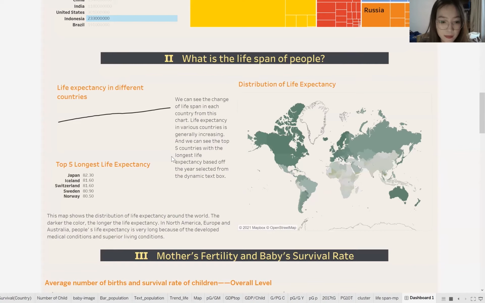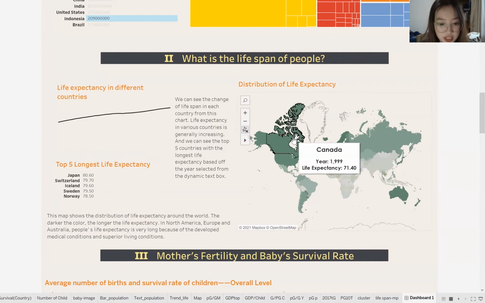The second problem we analyze is the change of people's lifespan since 1962. In this part, we create 3 types of charts for multi-angle analysis: a map, a dynamic line chart, and dynamic text. You can see them in this area. All of them can be changed by the filter selection.